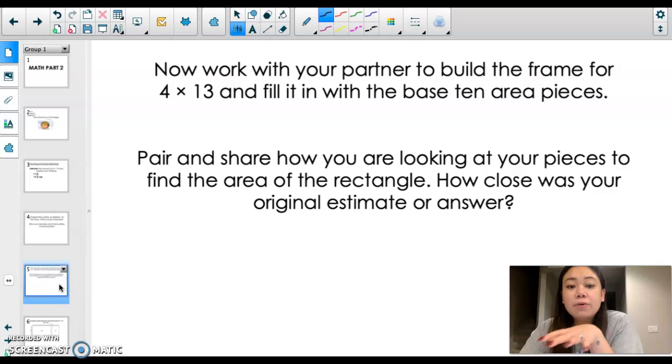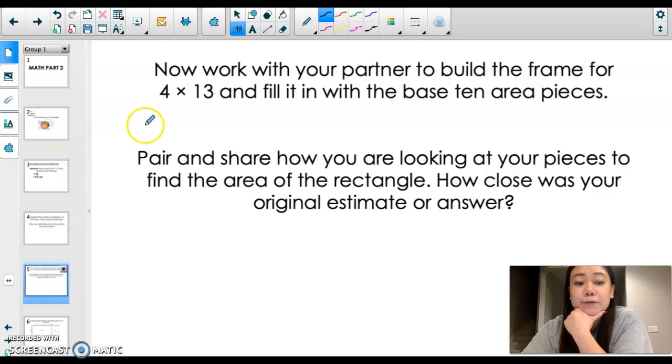All right, so now with your partner, you're gonna build the frames for 4 by 13 and fill in the base 10 area pieces. So I want you to open your iPad to the Number Pieces app. So I'll give you a minute to do that. It's on your iPad, it's the Number Pieces app. It's the app that we used last time to build the mats and the strips. So that's the app I would like you to open.